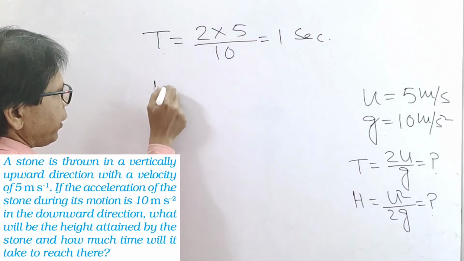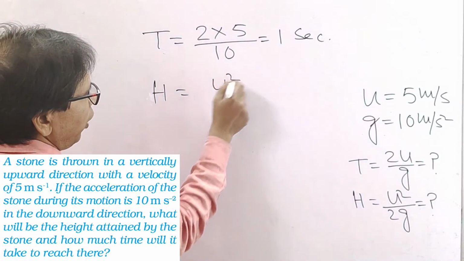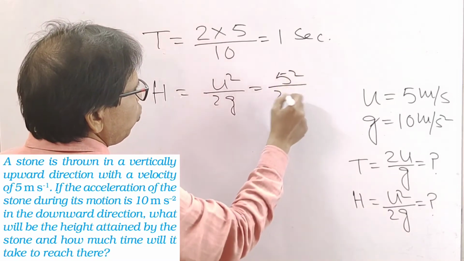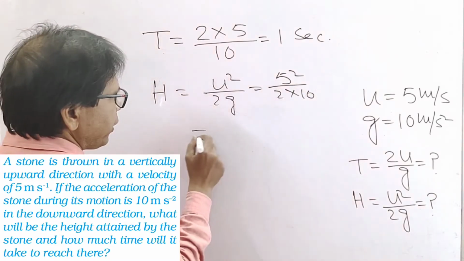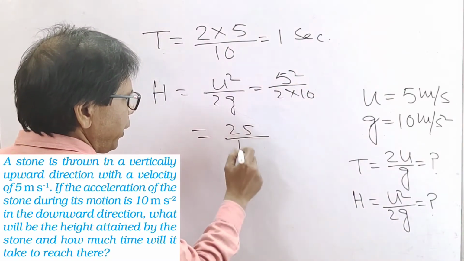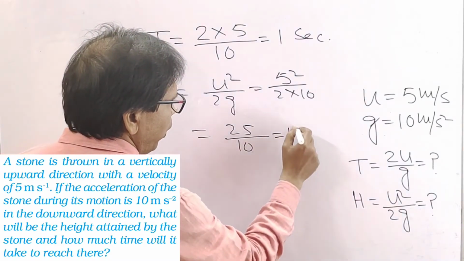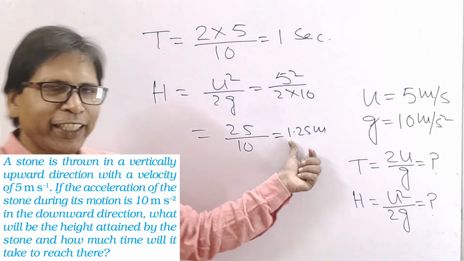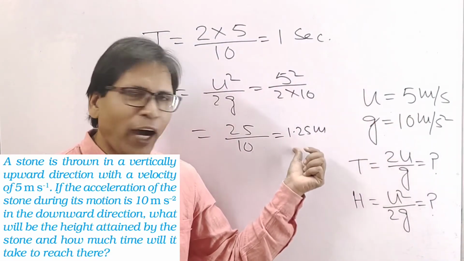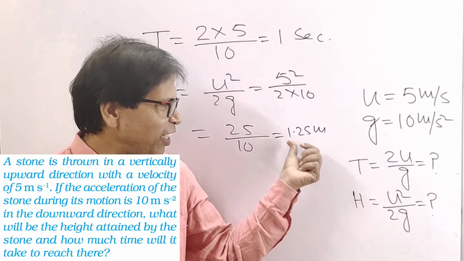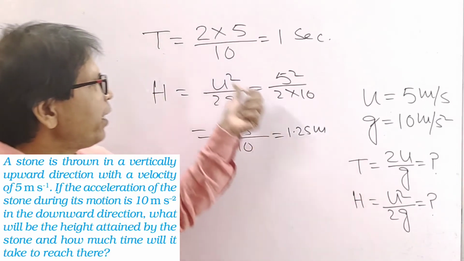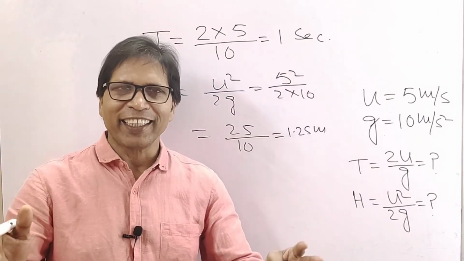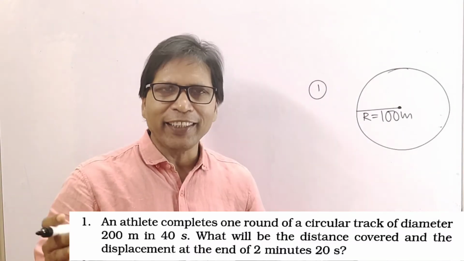Okay. Now h equals u square by 2g. u is 5 whole square, 2 into 10. So look at this, this is 25 by 10. So this is 1.25 meter. Okay. So the height ascent by the stone is 1.25 meter and the time taken by it to reach the ground is 1 second. Okay.